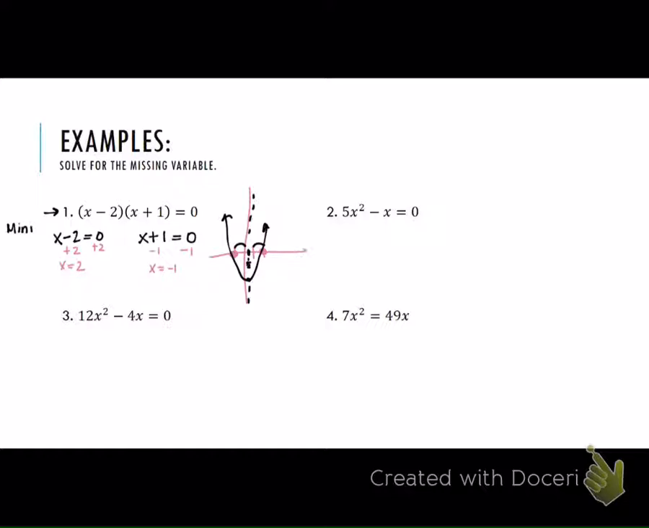The next one isn't factored yet. First thing you always have to check for is, is it set equal to 0? So is this set equal to 0? Yes. So once it's set equal to 0, since we have a 2 as our highest exponent, we are going to look to factor. You look for a GCF first. Jordan, what is my GCF? You can take an x out. So we take an x out of both, and we are left with x times 5x minus 1 equals 0.